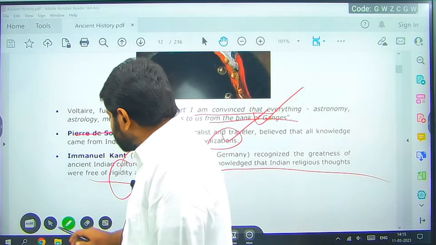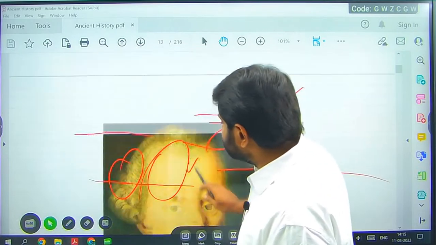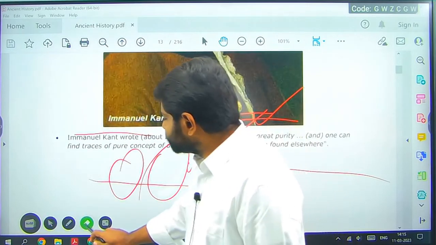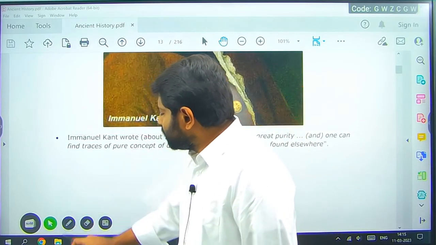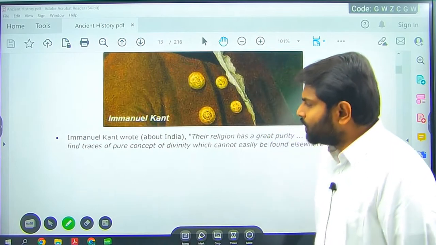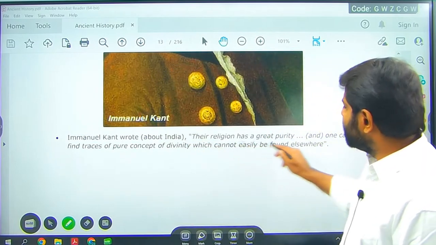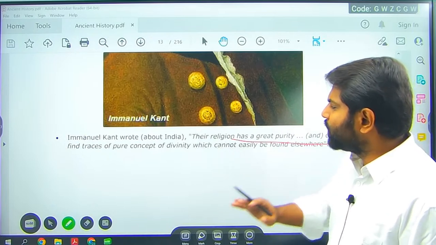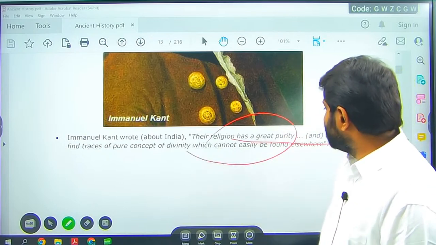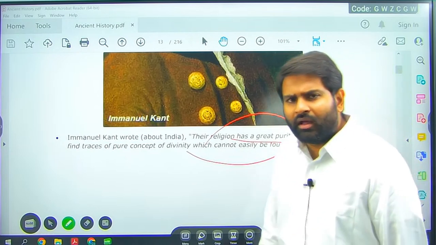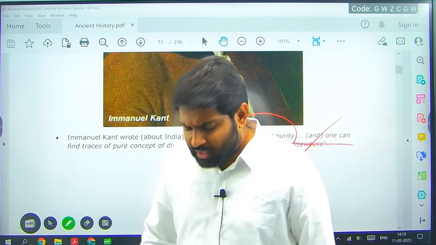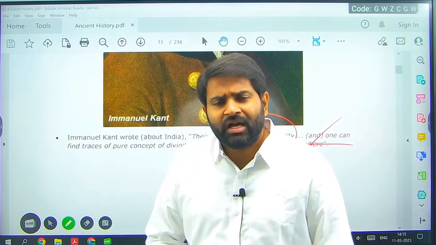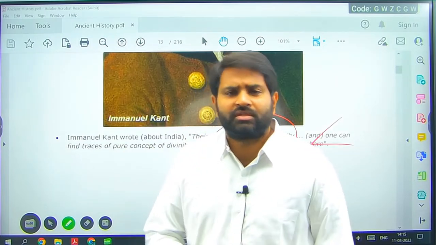So, we saw Voltaire, we saw Immanuel Kant. This is the person, categorical imperative, very important person, right. Immanuel Kant wrote about India, the religion has a great purity. One can find traces of a pure concept of divinity that cannot easily be found elsewhere, right. So, somehow Immanuel Kant is in agreement that India is the cradle of civilizations.